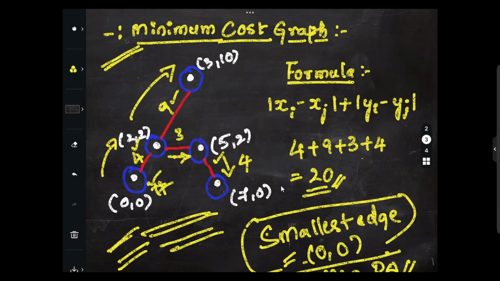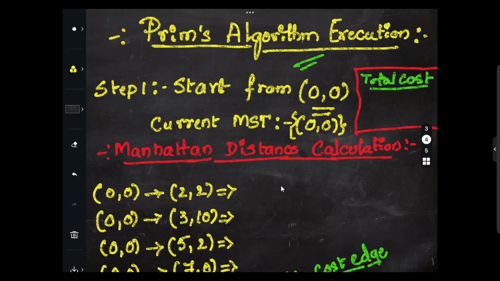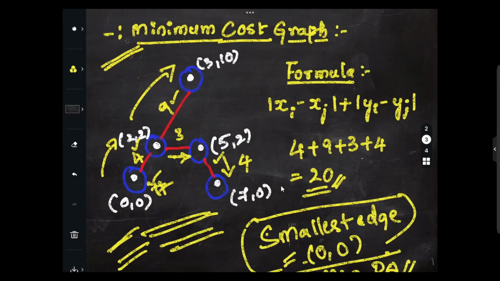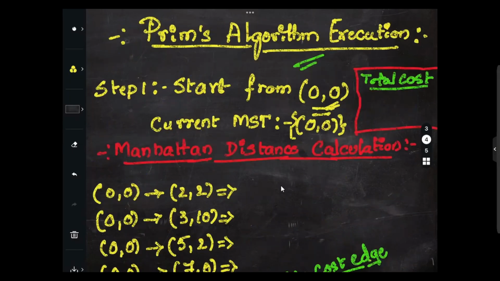We know the formula as well. Let's move to the main step, right? So I'll just come here. First, we will be starting from 0, 0, because we'll be considering the smallest edge, right? So we have gone with the minimum priority queue. We will always get the smallest edge, right? So we'll start from 0, 0. First we have 0, 0 to 2, 2, 0, 0 to 3, 10, 0, 0 to 5, 2 and 7, 0. 4 possible points we have.